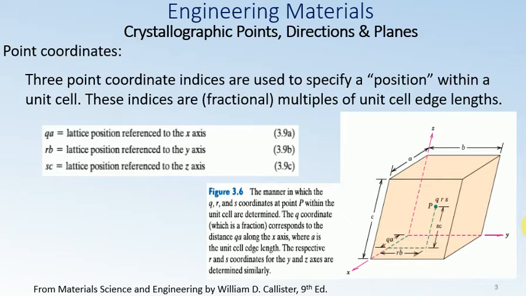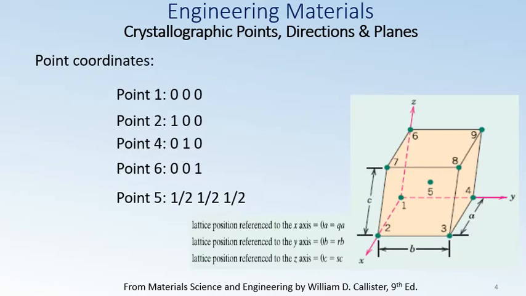Okay, this is our method to determine point coordinates for a cubic unit cell which has edge lengths of a, b, and c along the x, y, and z coordinates respectively. This is simple and straightforward. You have been doing this already. To make it more clear, in the next slide we take into account some more examples.